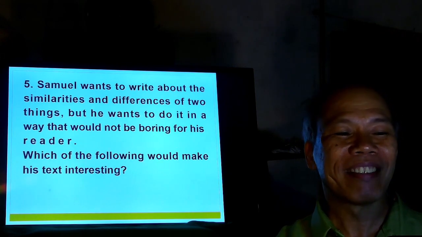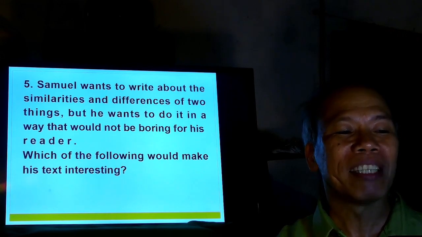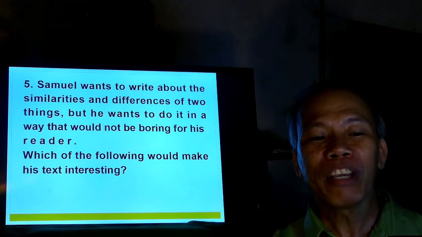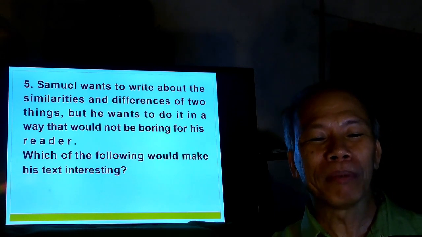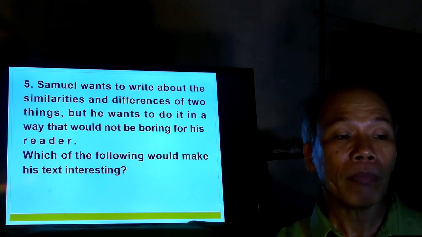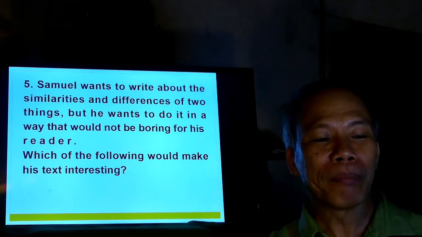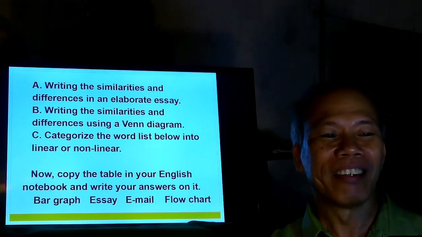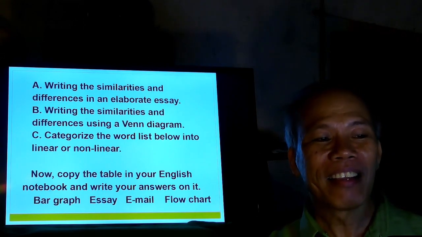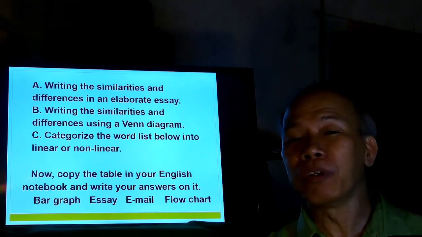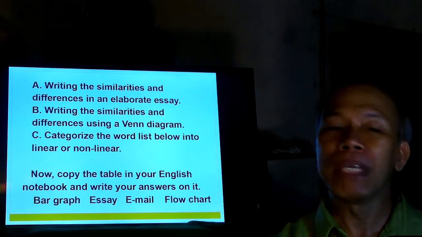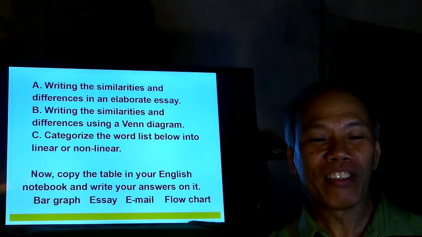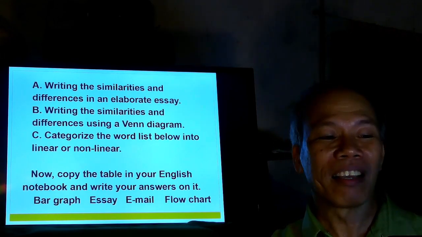Number 5. Samuel wants to write about the similarities and differences of two things, but he wants to do it in a way that would not be boring for his reader. Which of the following would make his text interesting? A. Writing the similarities and differences in an elaborate essay. B. Writing the similarities and differences using a Venn diagram.